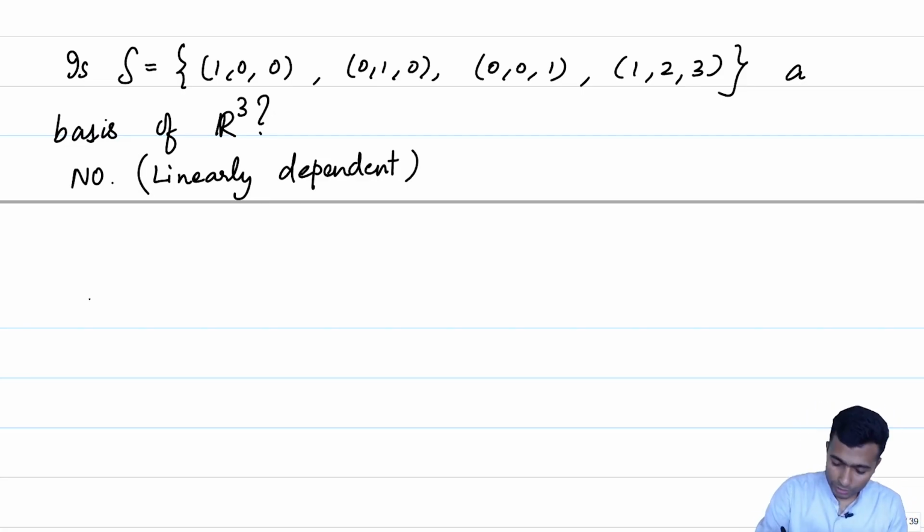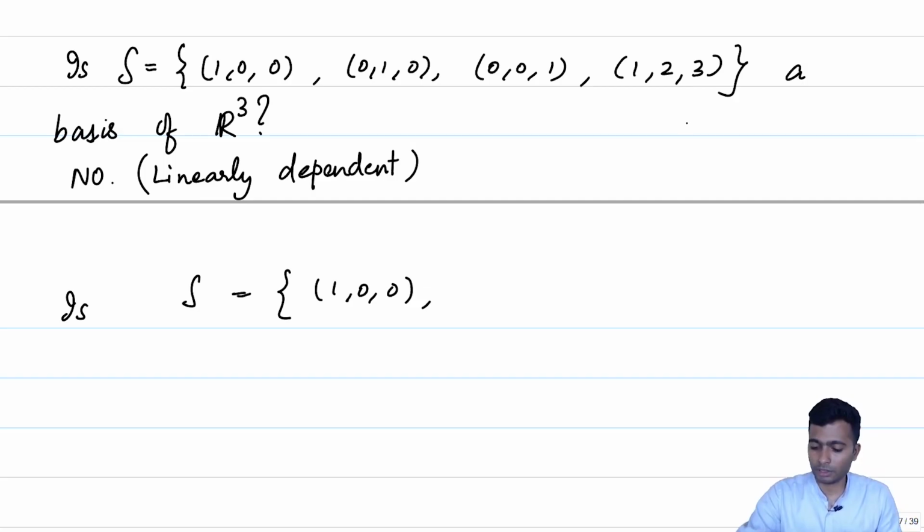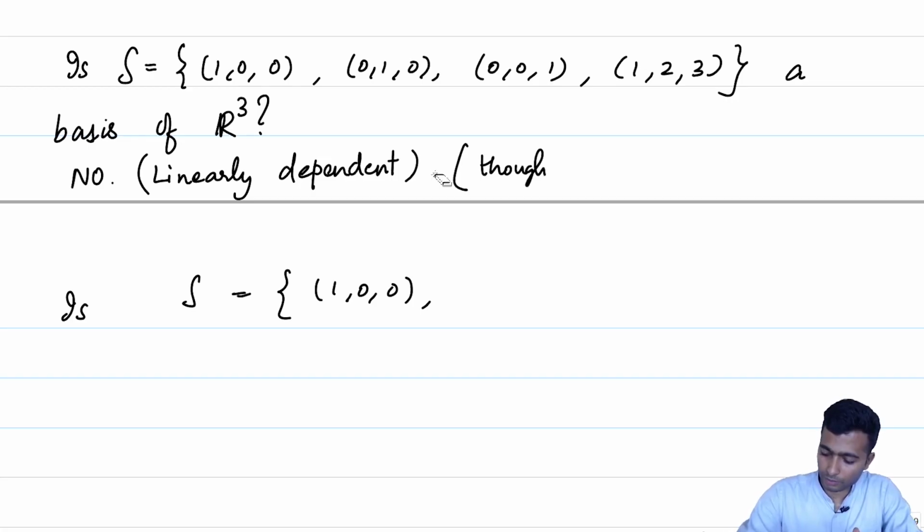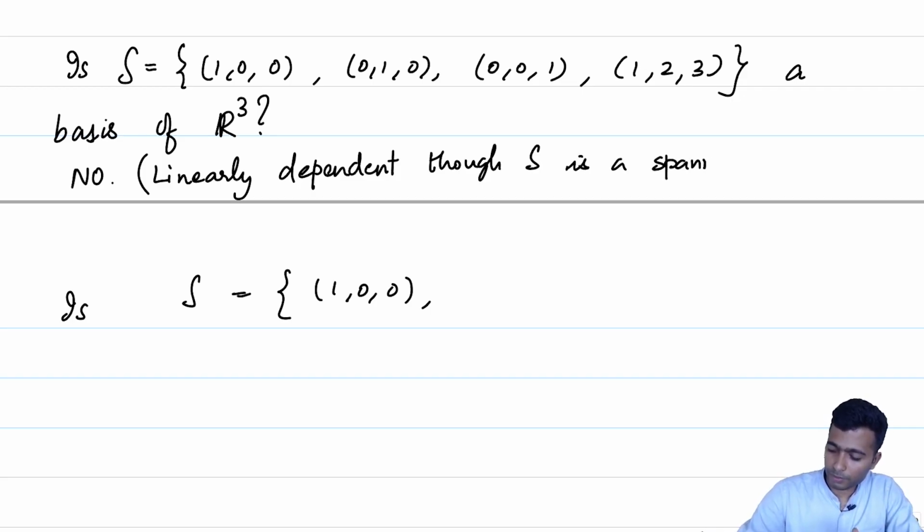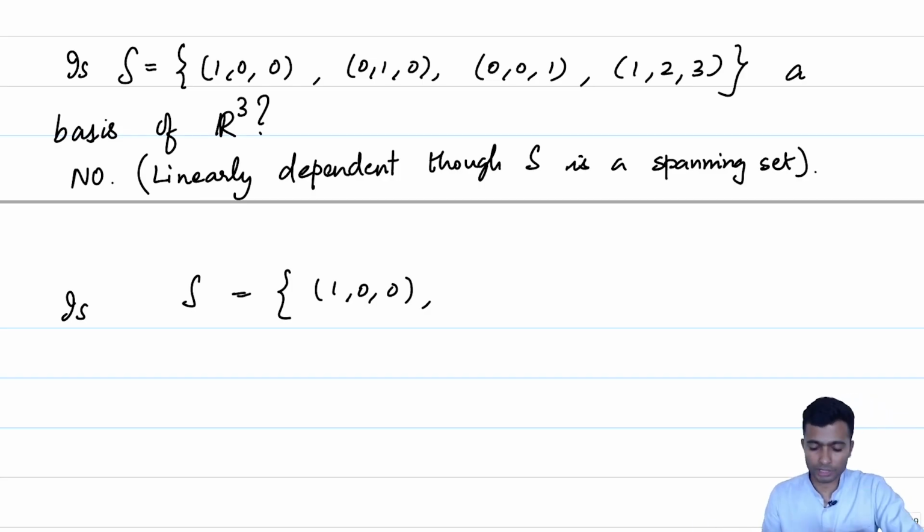Notice that in this case, when our S was (1, 0, 0), (0, 1, 0), (0, 0, 1) and (1, 2, 3), it is still a spanning set. Though S is a spanning set, one property is not getting satisfied, that of linear independence. It is not a linearly independent set, it is a linearly dependent set. That is why it is not a basis.